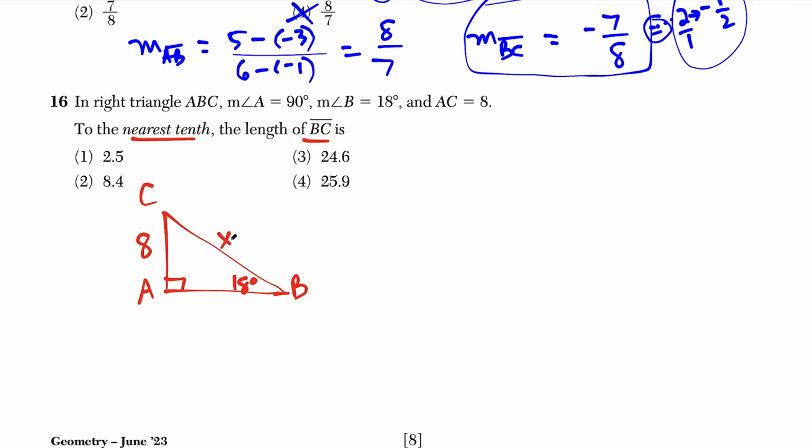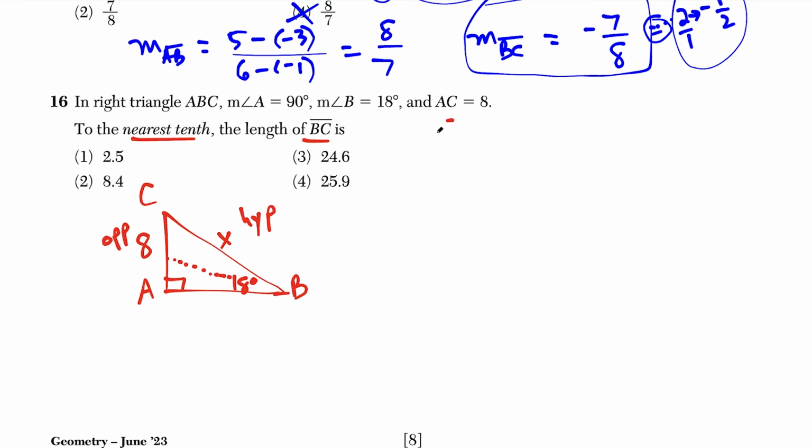So I'm just going to call this X for now, and that is the hypotenuse because it's across from the right angle. So we'll just label that here. This is the hypotenuse. And since we're starting with an 18-degree angle, across from the 18-degree angle is the side that's 8 units long. So they gave us the opposite side.